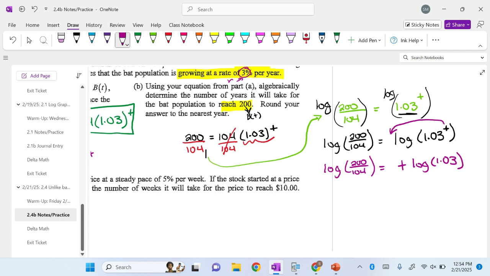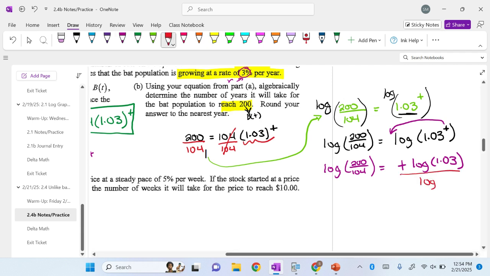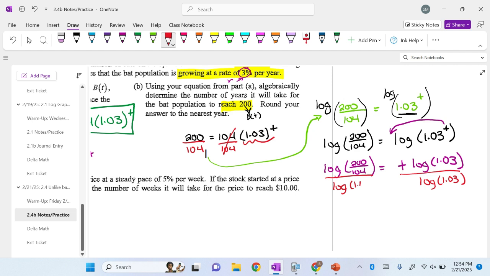What's my next step? Or is my last step actually? I need to get the t by itself. How do I do that? Right, divide the log of 1.03 to both sides. That goes away. I get t is equal to log of 200 over 104 all over log of 1.03.